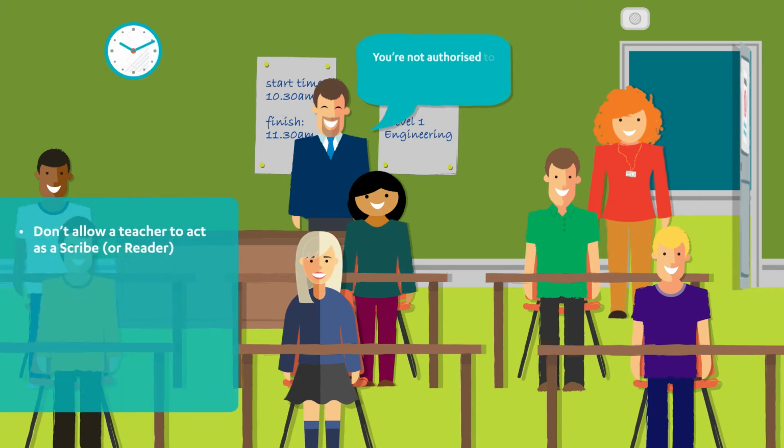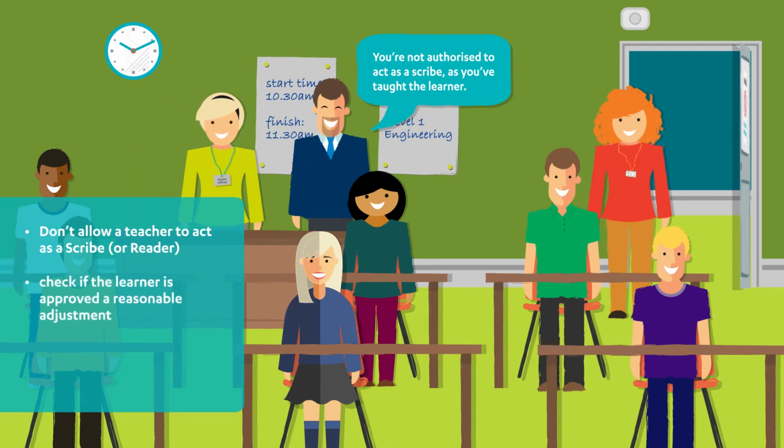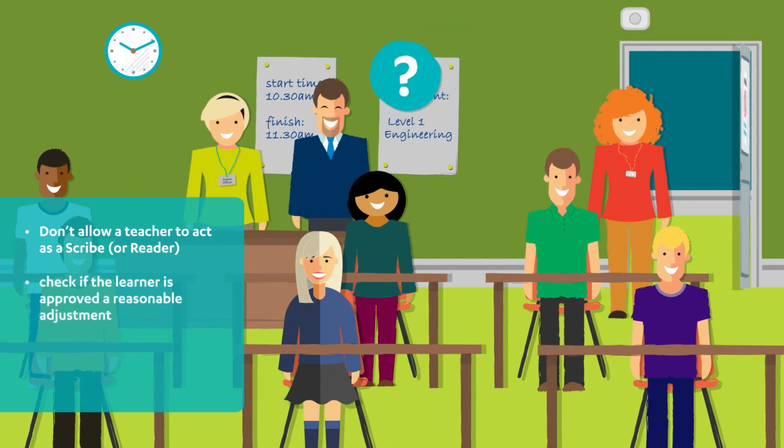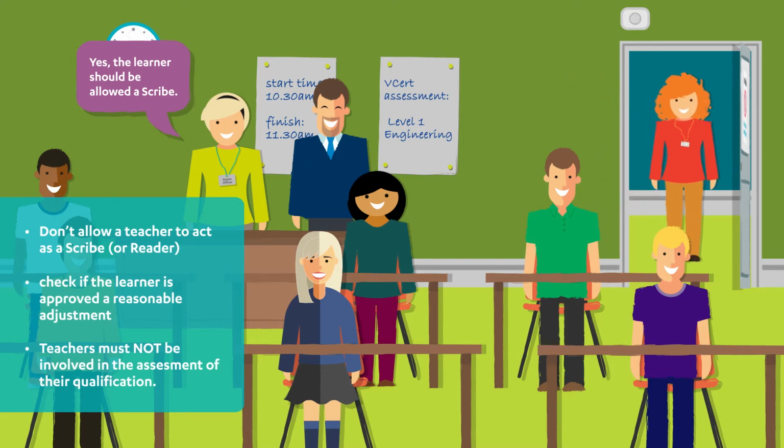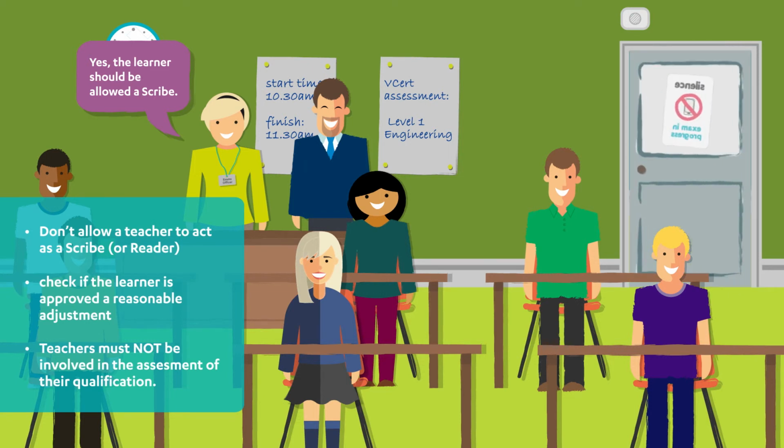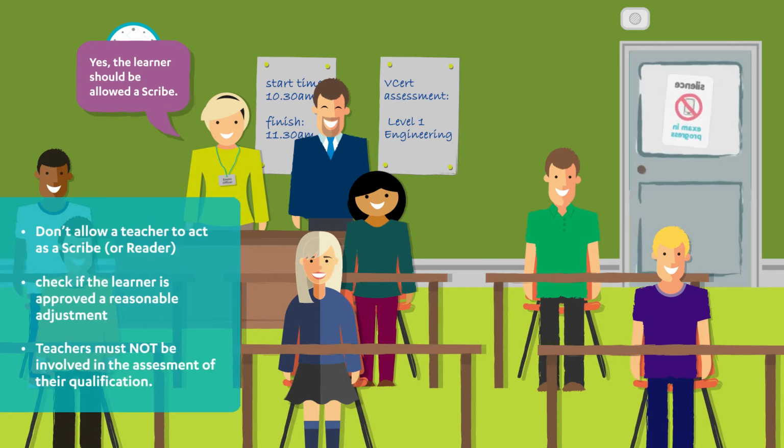You'd decline the request for the teacher to act as a scribe for this learner and follow this up with the exams officer to find out whether the learner does require a scribe as a prior approved access arrangement. No one involved in the teaching or delivery of a qualification should act as a sole invigilator for an invigilated external assessment, nor can they act as a scribe during the assessment for a learner, regardless of whether the learner is approved the use of a scribe or not.